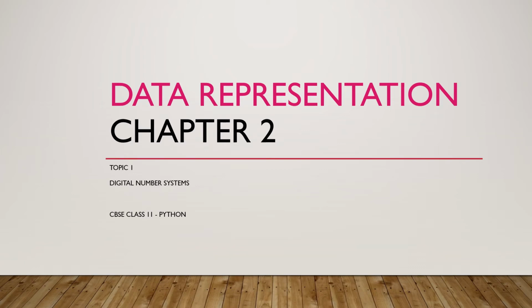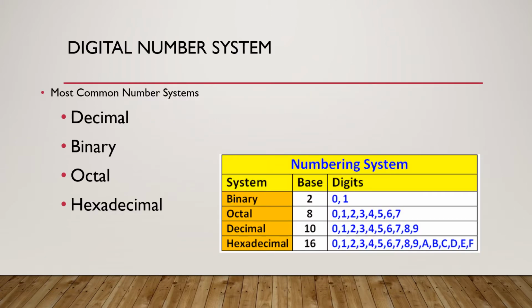Hello everyone. Today we're going to look at the data representation chapter 2 topic 1 digital number system. We all know that in digital systems the quantities are represented by symbols called digits, and the most commonly used number systems in digital technology are the decimal, binary, octal and the hexadecimal systems.